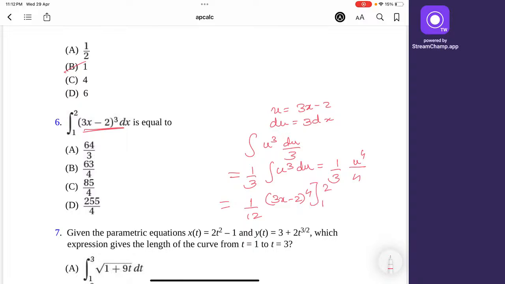Now if we substitute in 2, we get 3 times 2, which is 6, and 6 minus 2 is 4. So 1 by 12 times 4 power 4 minus 1 power 4. Now 4 power 4 is 16 squared, which is 256. 256 minus 1 is 255. So the right answer is option D.